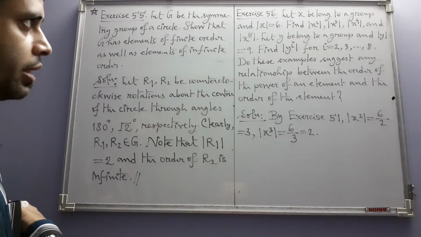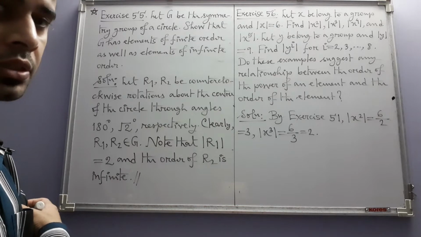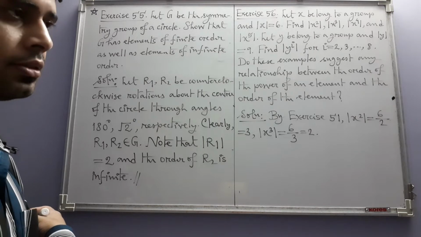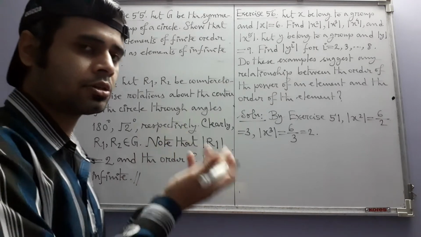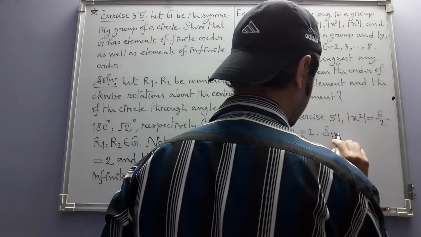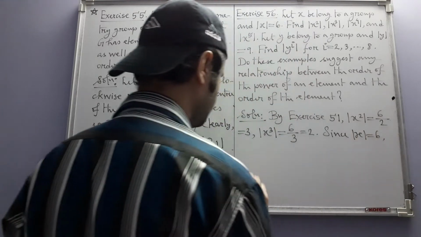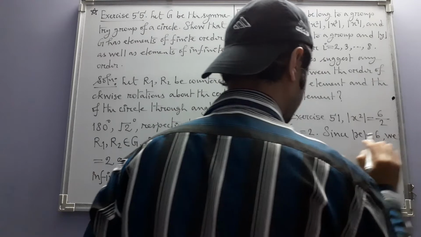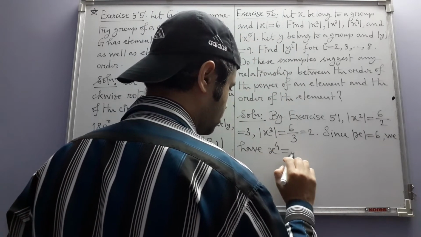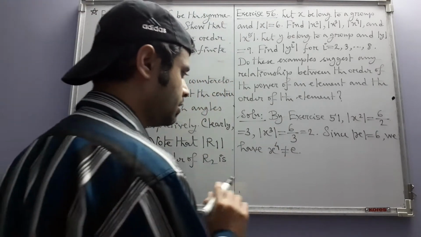Okay. Now to find the order of X to the power 4, we have to of course look at the powers of X to the power 4. The first positive integral power that becomes identity gives us the order, that is, its corresponding exponent will be the order. Since order of X is 6, we have X to the power 4 not equal to the identity element. So we can begin like that.